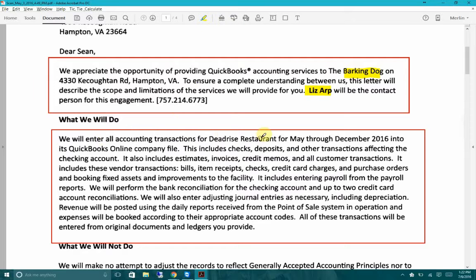We will enter the accounting information into QuickBooks. This includes the checks, deposits, transactions, including the estimates, invoices, credit memos. That section here isn't really relevant. It's part of the standard language. It includes entering payroll from the payroll reports. Very importantly, that it's from the payroll reports. We need to ask the client what payroll service they use and get those reports from them to post it.